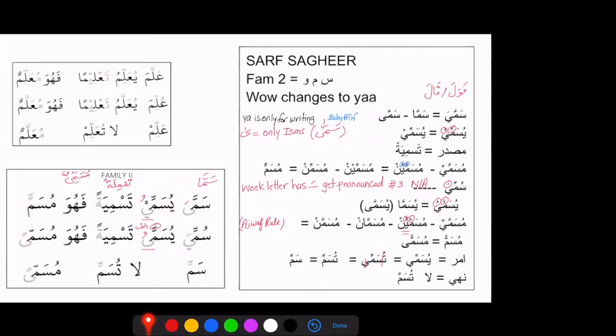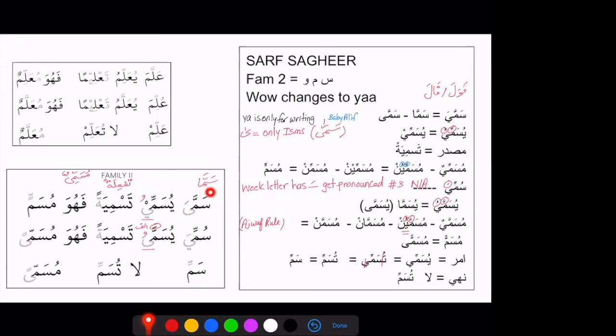Okay, so what's going on over here? Any idea? Samma, we know this rule. What rule is applied over here in Samaya? How does it become Samma? The ya changes into alif. The last letter, which is waw or ya, a weak letter, is mutaharrik, and before it has fatha. So what is going to happen? The weak letter is going to change into alif. So that's why we are saying samma.